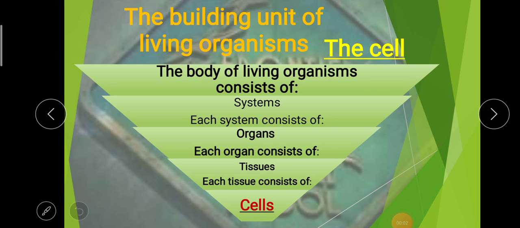Hello, grade 4. Our lesson today is the building unit of living organisms, which is the cell. We said before, the body of all living organisms consists of systems, such as respiratory system, digestive system, circulatory system, and so on. Each system consists of a group of organs, and each organ consists of similar or different tissues, and each tissue consists of the cell, and the cell is the smallest building unit of the living organisms.